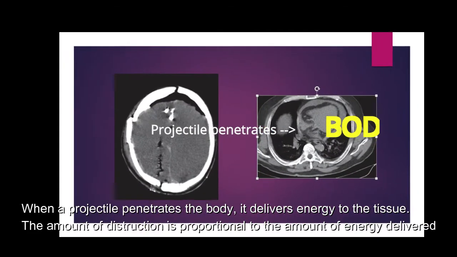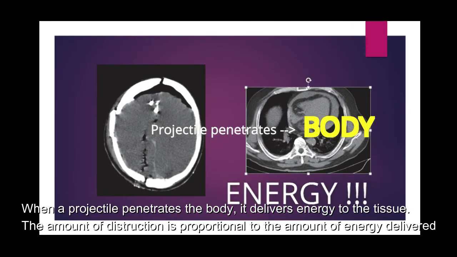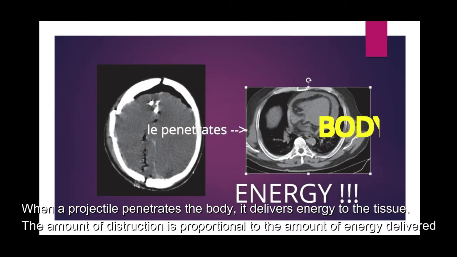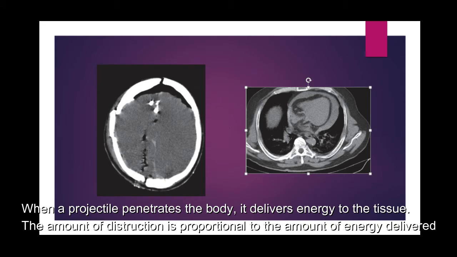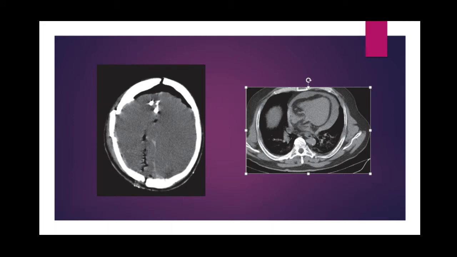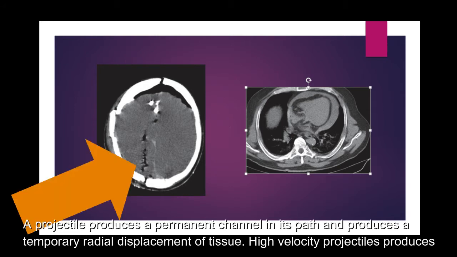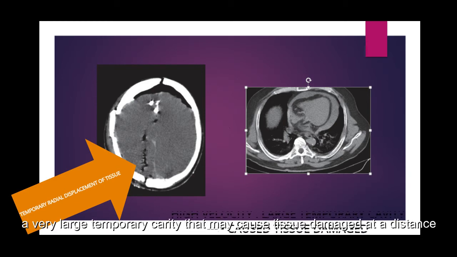When a projectile penetrates the body, it delivers energy to the tissue. The amount of destruction is proportional to the amount of energy delivered. A projectile produces a permanent channel in its path and produces a temporary radial displacement of tissue. High-velocity projectiles produce a very large temporary cavity that may cause tissue damage at a distance.